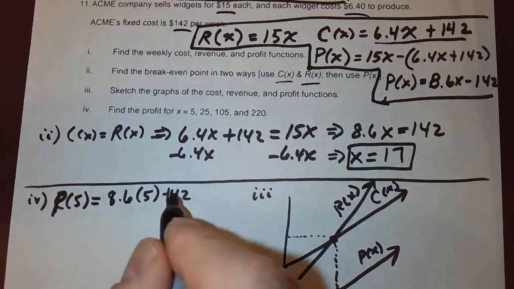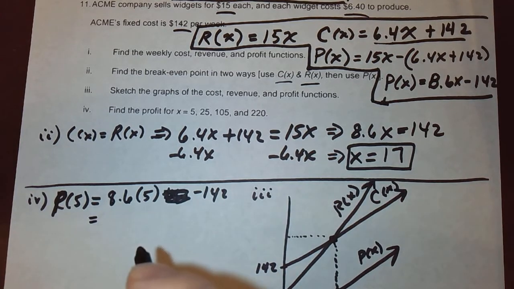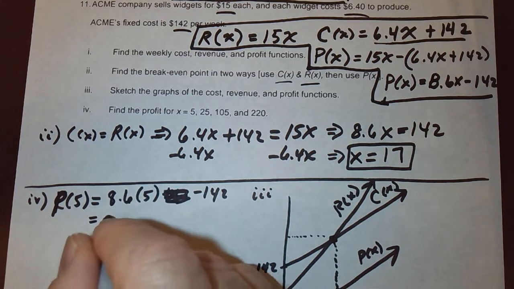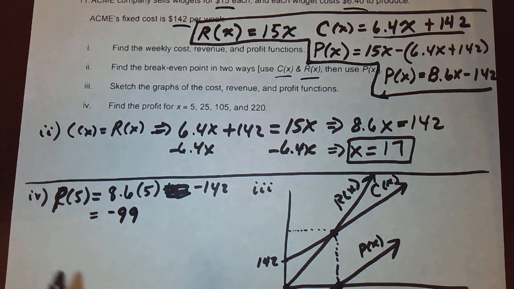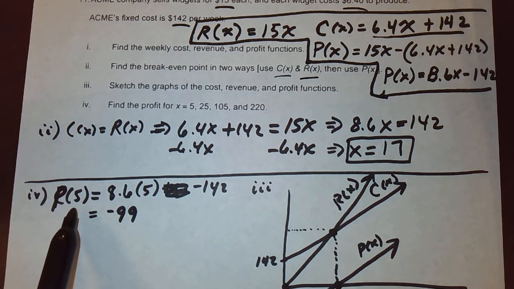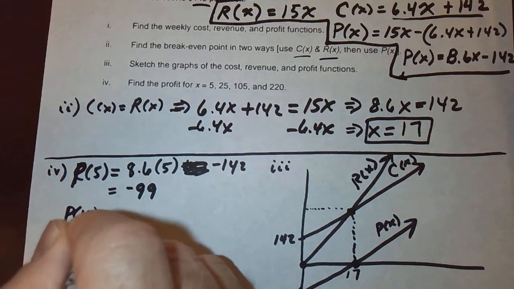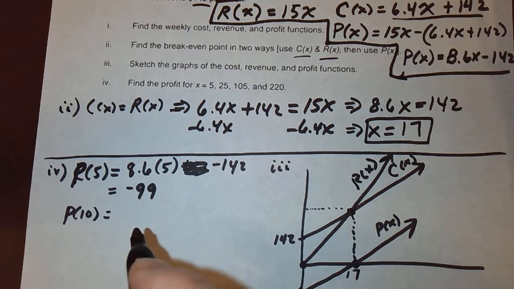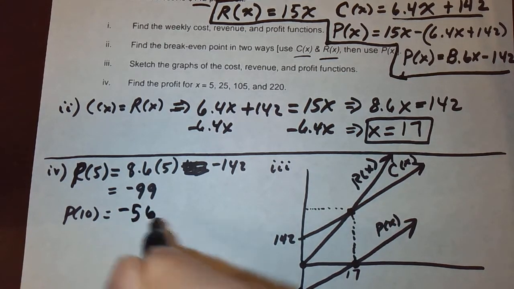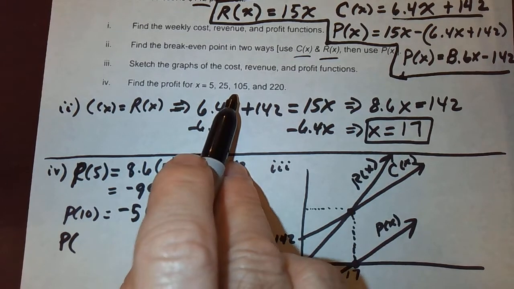Sorry about that, it's a little messy. Let me rewrite that. Minus 142. And that profit would end up being a negative number. So if this company produces and sells only 5 items, the profit is negative. You're going to lose $99. P of 10, if you plug it in, you get 8.6 times 10 minus 142, and that would be negative $56.